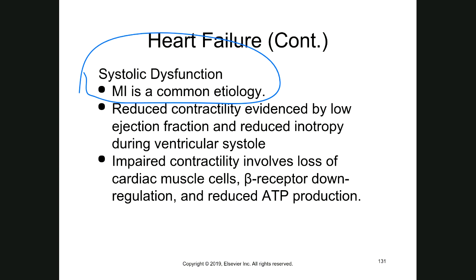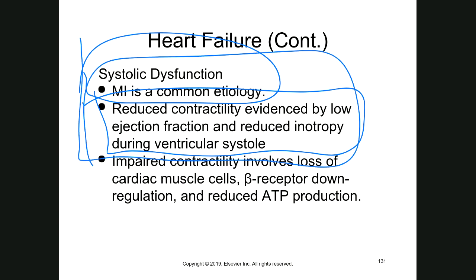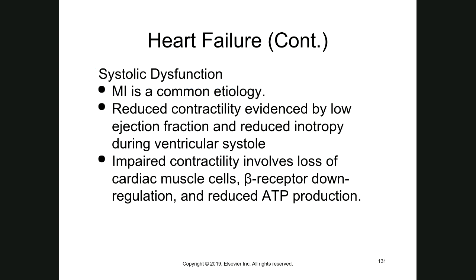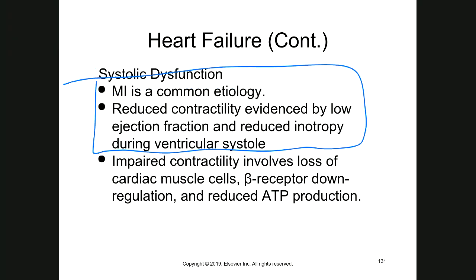Myocardial infarction is the common etiology. Reduced contractility, evidenced by a low ejection fraction and reduced inotropy during ventricular systole. Impaired contractility involves loss of cardiac muscle cells, beta receptor downregulation, and decreased ATP production. Okay. Again, careful with these two. I need the first two in this particular PowerPoint. It is essential for me that any nurse remembers this one, because it's important for me that you remember this one always.